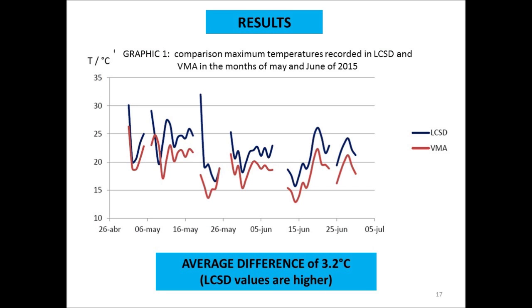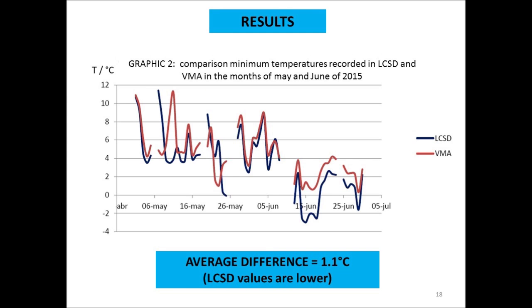These are the results of our research. This graphic shows that temperatures are higher in LCSD than in VMA. The average difference between both schools is 3.2 Celsius degrees, and it remains constant during all the studied period. This graphic shows that temperatures are lower in LCSD. The average difference between both schools is 1.1 Celsius degrees. It remains constant in all the studied period.